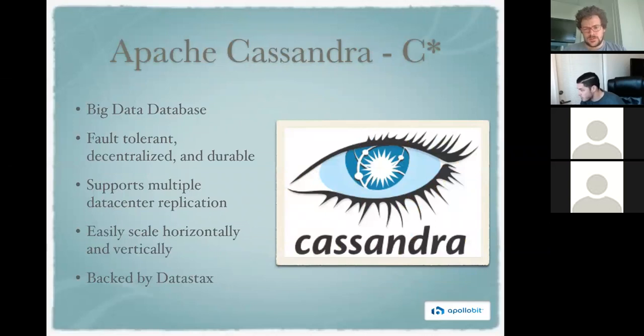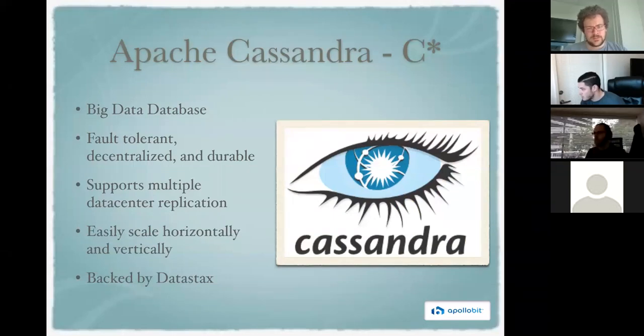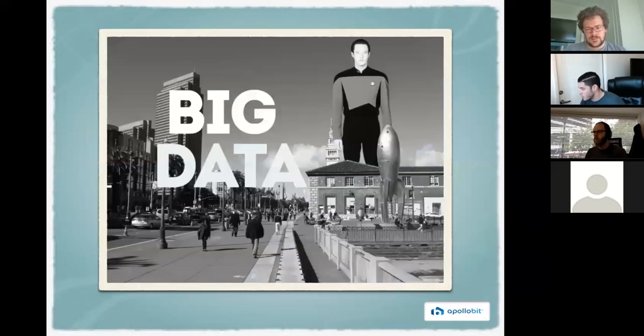Cassandra is a big data database. It's fault-tolerant, decentralized, durable, supports multiple physical and regional data center replication. Pretty easy to scale horizontally and vertically, and it's backed by DataStax. Here's my obligatory big data slide.